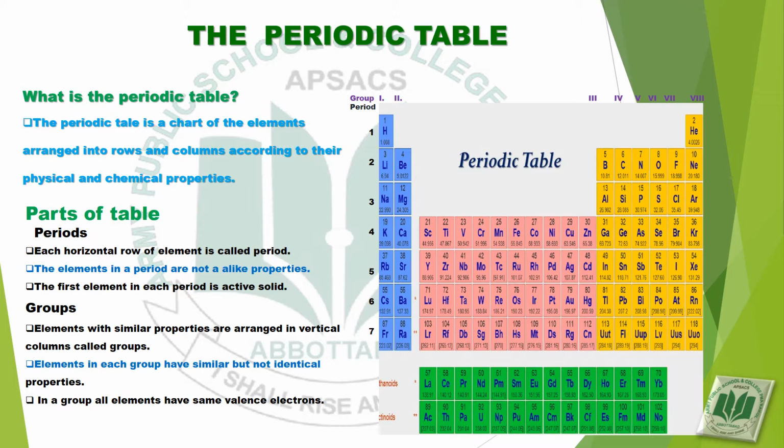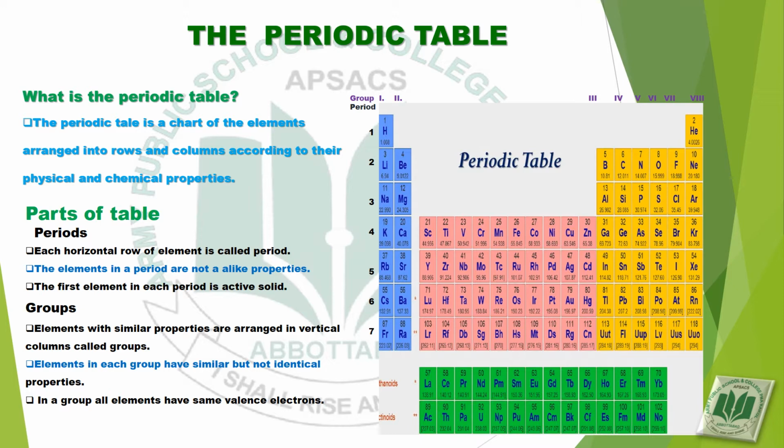Each horizontal row of elements is called a period. The elements in a period do not have alike properties. The first element in each period is an active solid. Groups: elements with similar properties arranged in vertical columns are called groups. Elements in each group have similar but not identical properties. In a group, all elements have the same valence electrons.